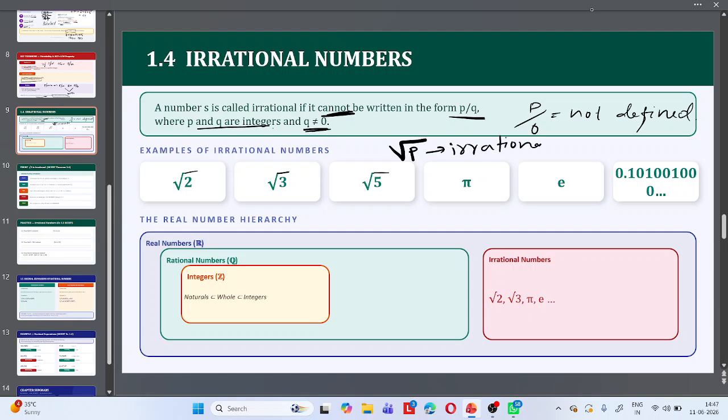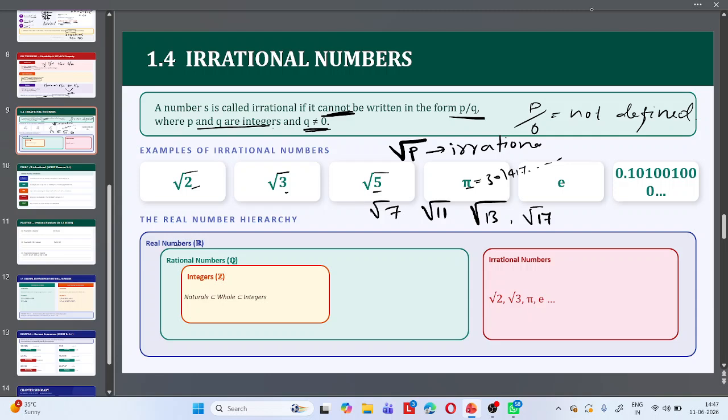Here 2 is a prime, 3 is a prime, 5 is a prime. Square root 7 is also irrational, square root 11 also irrational, square root 13, and square root 17 also irrational. Square root 9 is not, because 9 is not a prime, right? It is an odd number. Pi is also irrational because the value of pi is 3.1417, something like that. It is not repeating, not terminating. So we can also state this as: those numbers which are non-repeating and non-terminating are also irrational numbers.